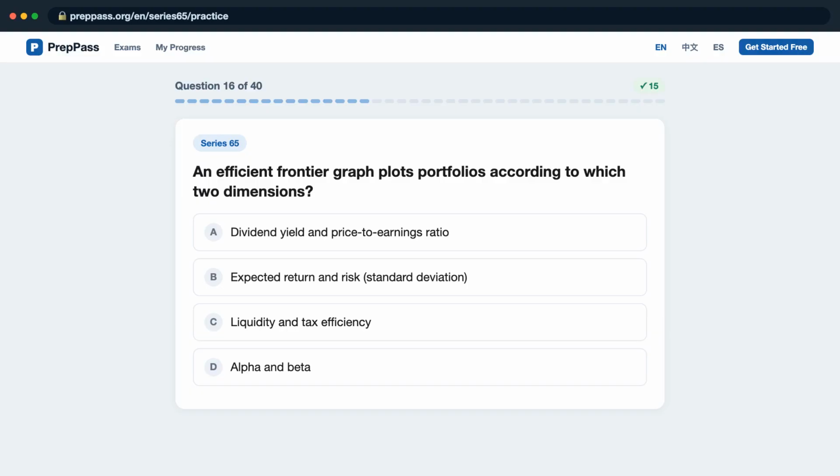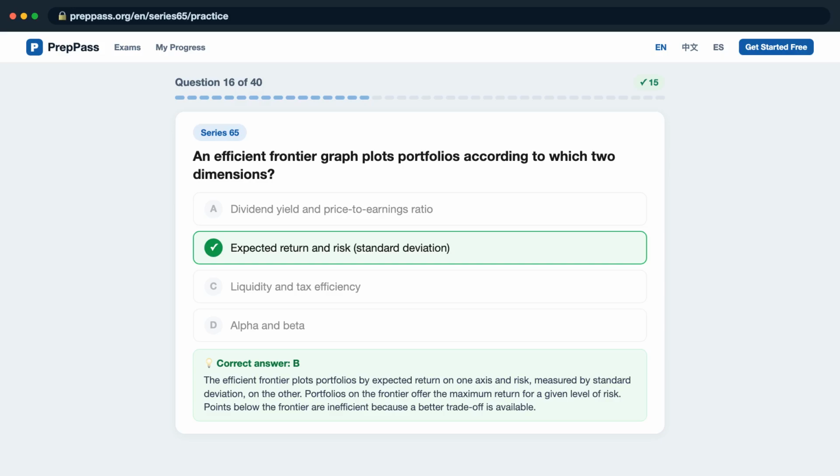Question 16. An efficient frontier graph plots portfolios according to which two dimensions? Is it A, dividend yield and price-to-earnings ratio, B, expected return and risk, standard deviation, C, liquidity and tax efficiency, D, alpha and beta? The correct answer is B.